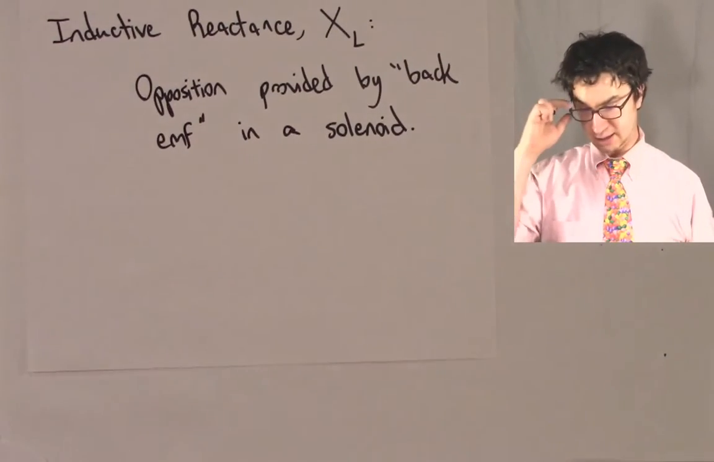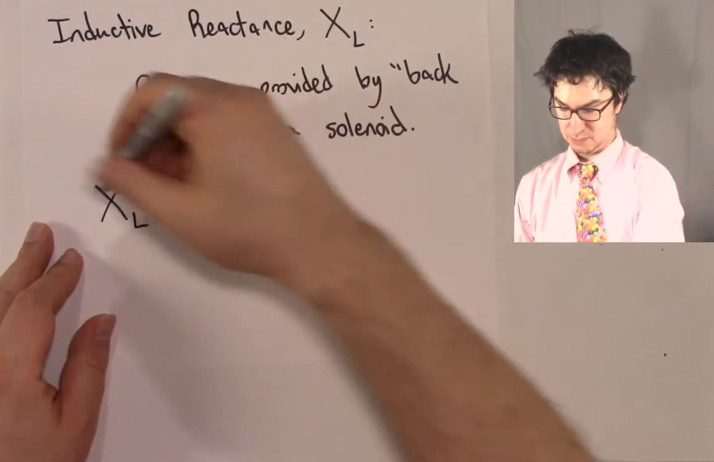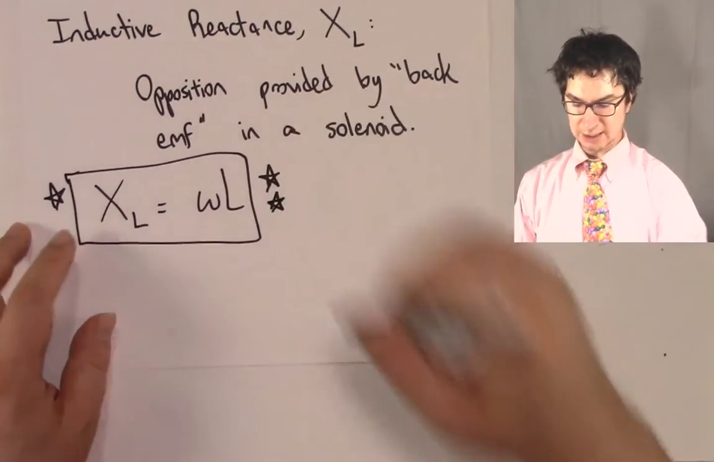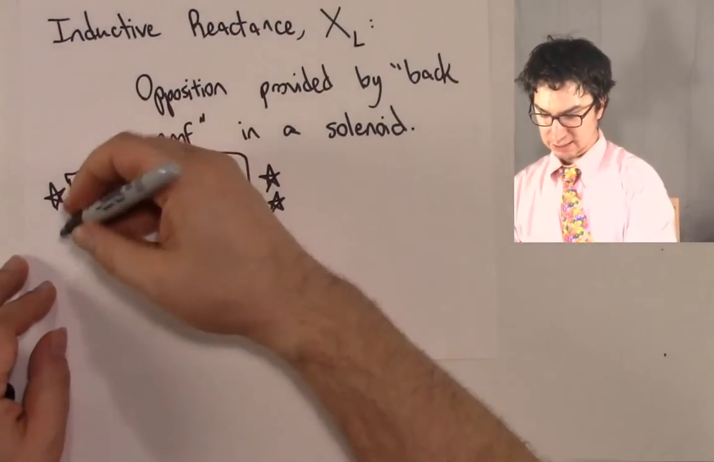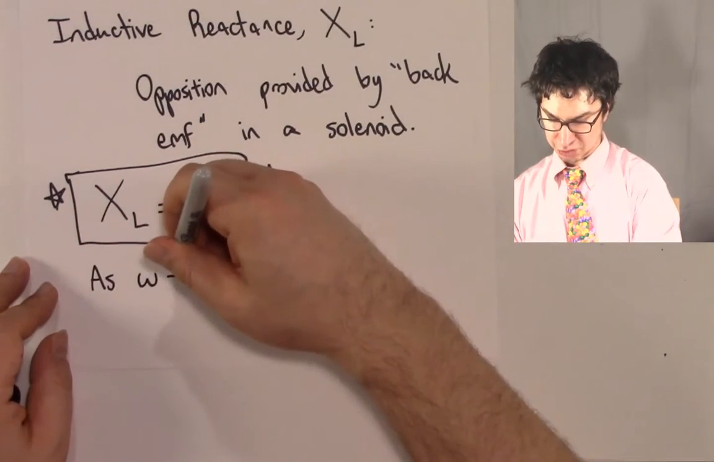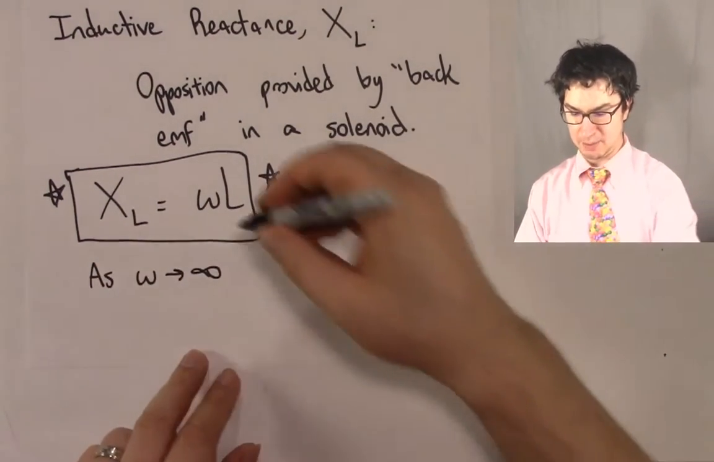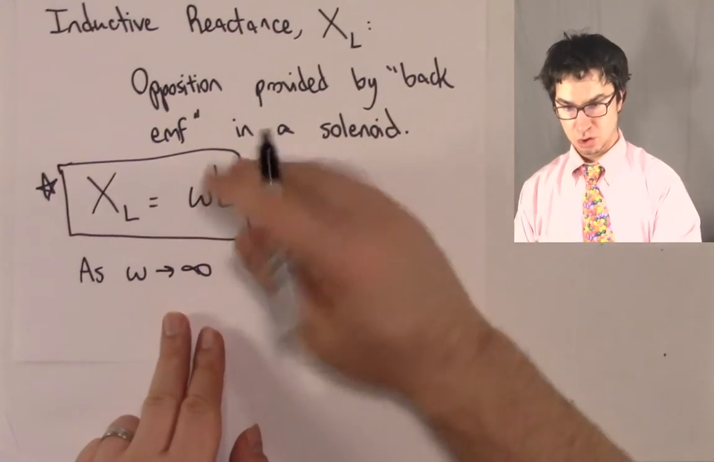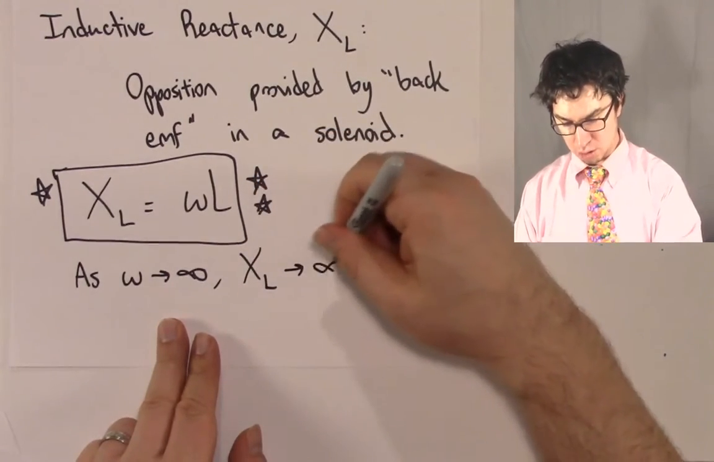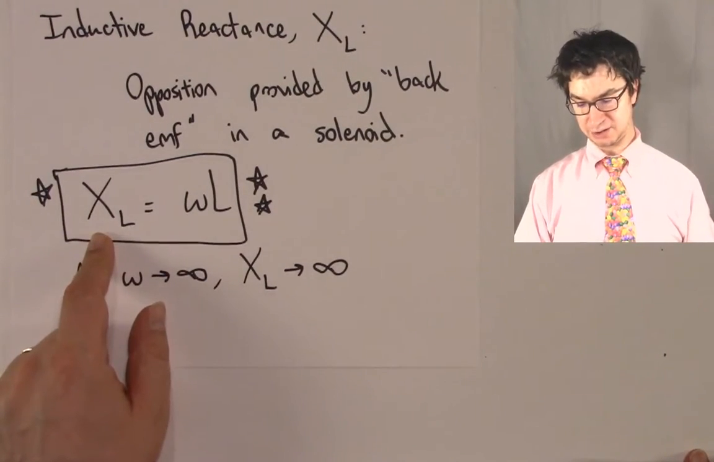All right, now how do you calculate the inductive reactance? X sub L is equal to omega L. Very, very simple. So please star this. And let's explore a little bit what's going on in this equation. Let's let omega get very large. So as omega approaches infinity, what's going to happen to the inductive reactance? X sub L is going to also approach infinity, because you see this direct proportionality between omega and the inductive reactance.